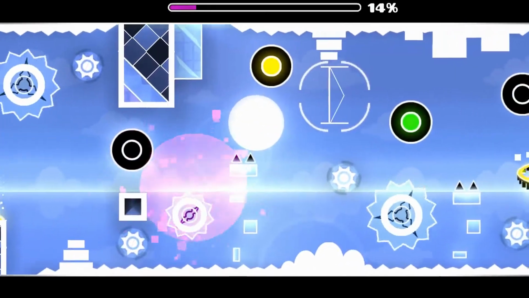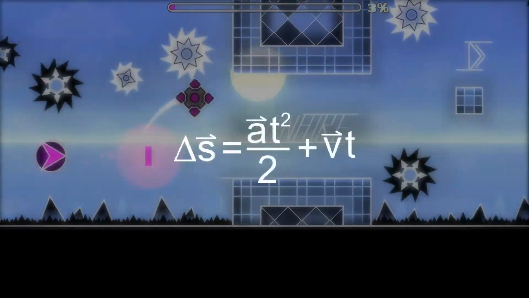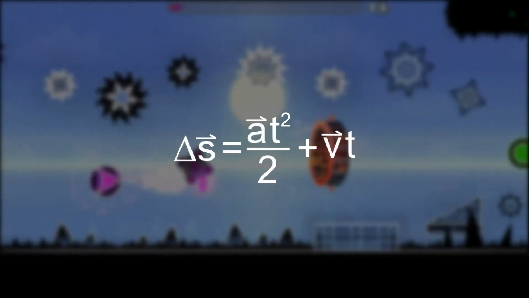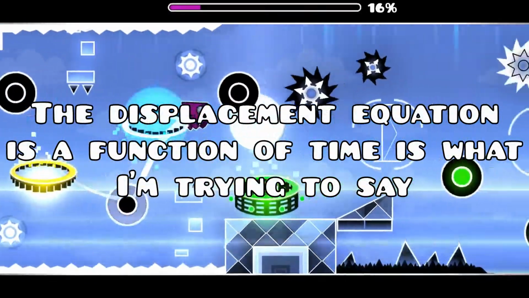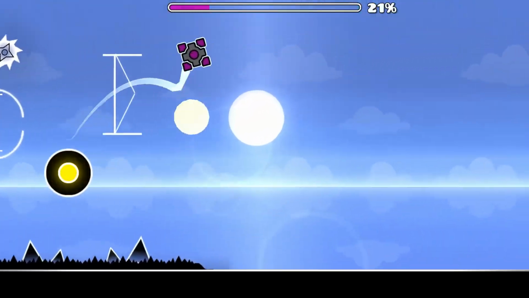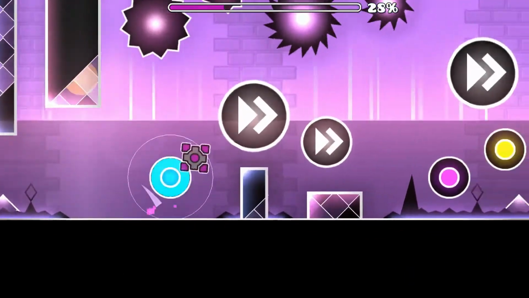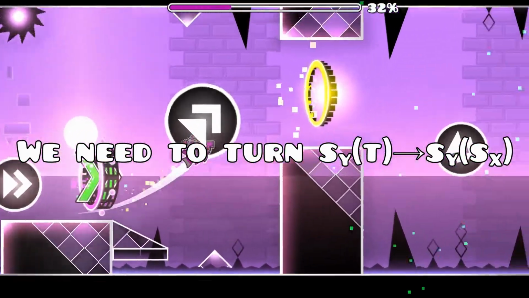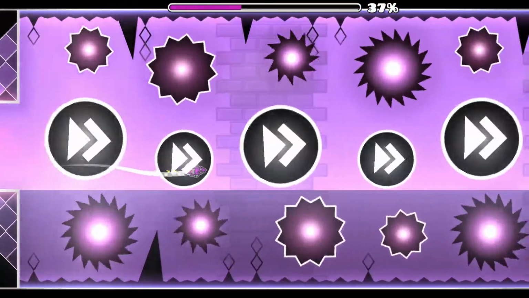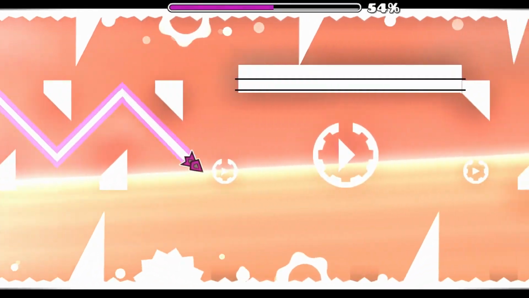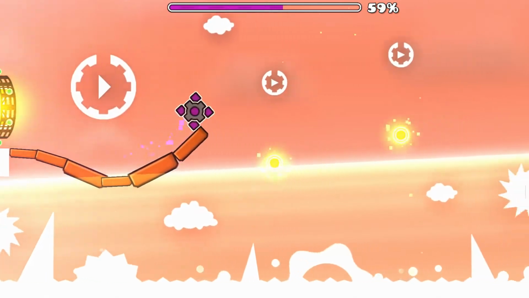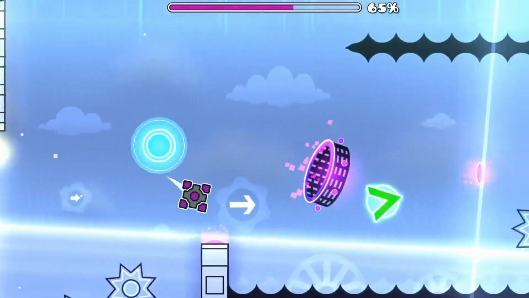Now to make our displacement function, let's recall the displacement equation. Delta s is equal to at squared divided by 2 plus v_i t. Now we only want to input a single value into the function, and well, this function is a function of time. But as I mentioned earlier, a graph of position versus time is different from a graph of y position versus x position. So we need to be able to convert this displacement equation to be dependent on the x position. Luckily, we already know that t is equal to delta s sub x divided by v sub x. And what's great is that it's with respect to the x position, so even better. Rather than plugging this into the equation, I'll just leave it as t, but just remember what t is.